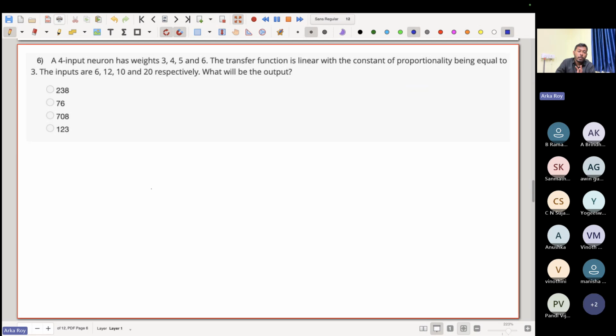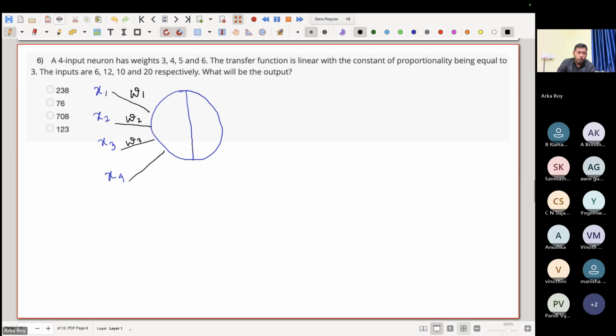So if I just try to formulate the structure of a neuron, let's say you have a neuron like this, and let's say you have x1, x2, x3, and x4. You have 4 inputs, and the values of the inputs they have given already. I'm not writing the values of inputs right now. They are connected with this neuron with some connecting weights: weight 1, weight 2, weight 3, and let's say weight 4.